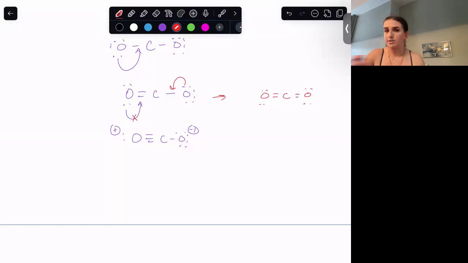And everyone remembers how to calculate formal charge? Formal charge is equal to the valence electrons minus the lines plus the dots.